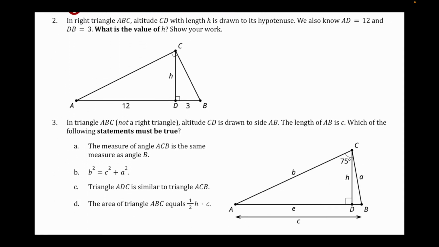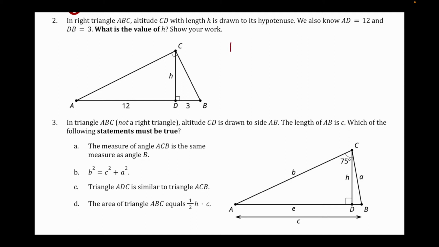For question 2, we have a right triangle ABC with altitude CD, and length H is drawn to the hypotenuse. We also know that AD is 12 and DB is 3. What is the value of H? And show all of your work. So we have H here, and we have 12, and we have 3. We can use the geometric mean to do this question.